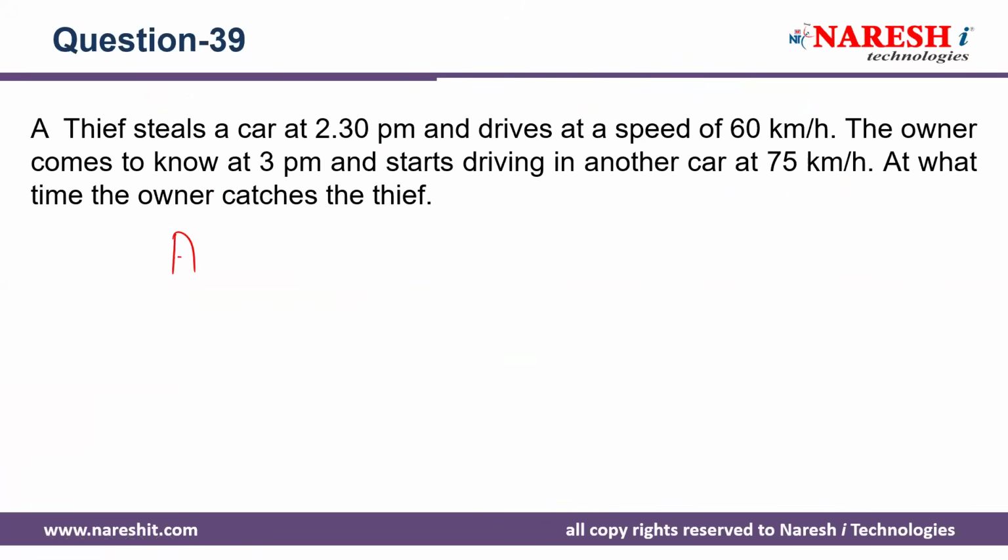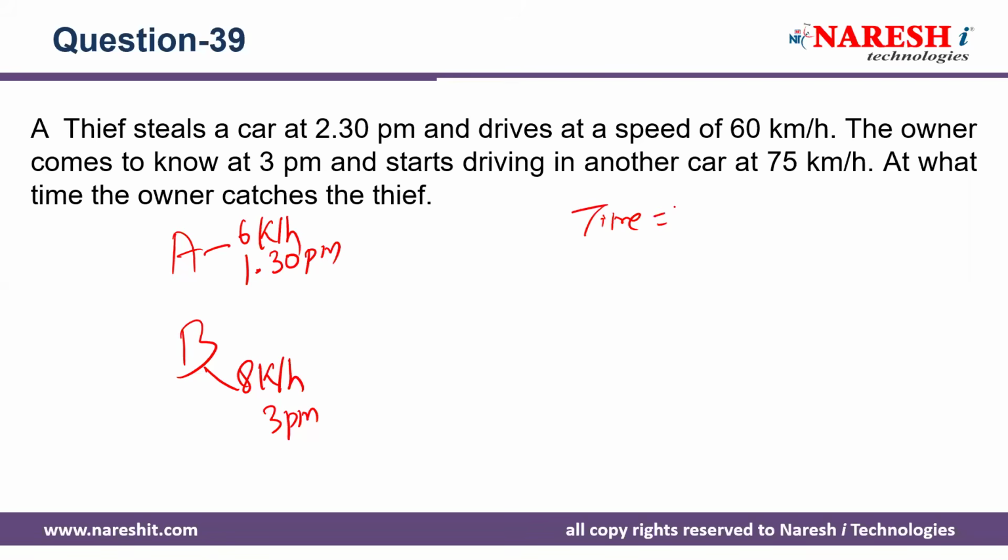I will give you a question. A and B. A's speed is 6 kilometer per hour, B's is 8 kilometer per hour. A started at 1:30 p.m., B started at 3 p.m. At what time does B meet A? Try yourself and tell me the answer. Both started from the same point. A speed 6, B 8. A starts at 1:30, B starts at 3. What time does B meet A?